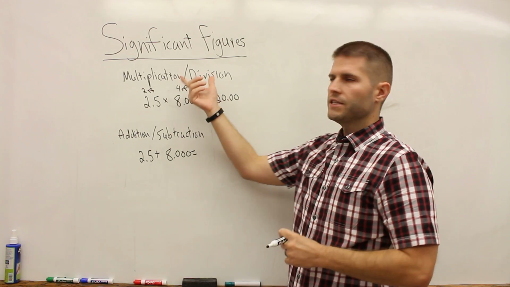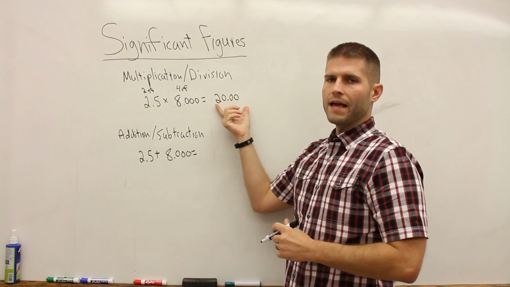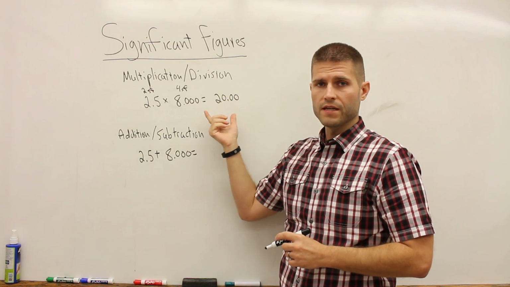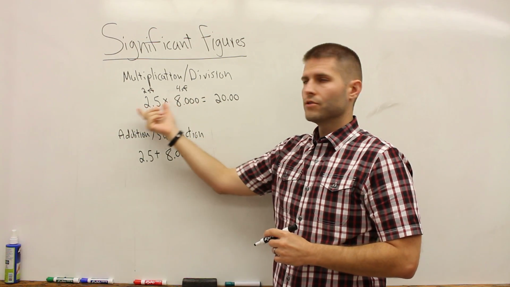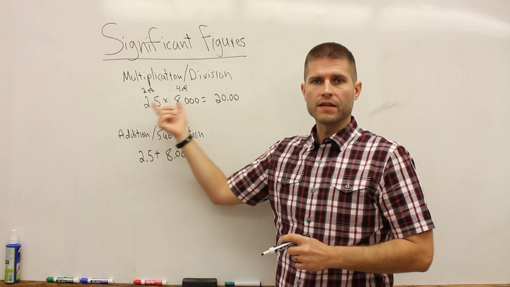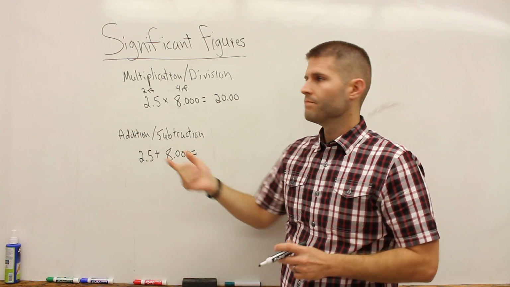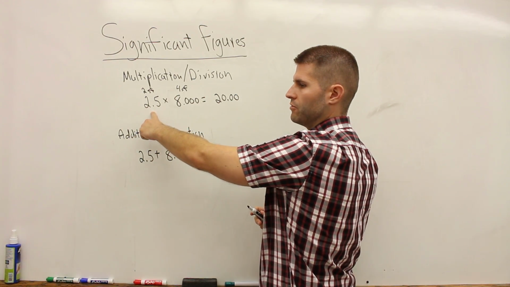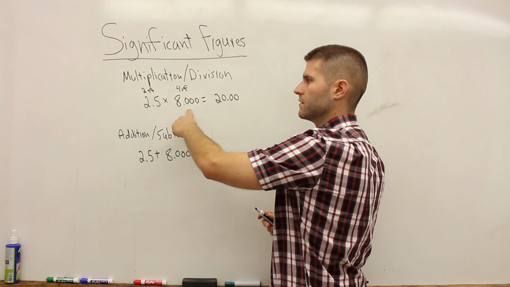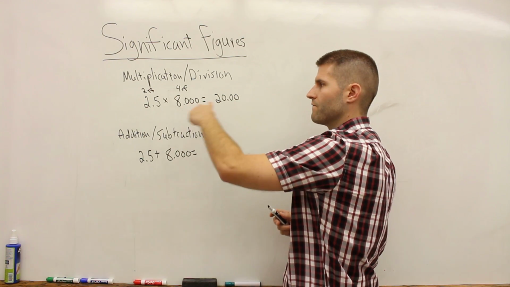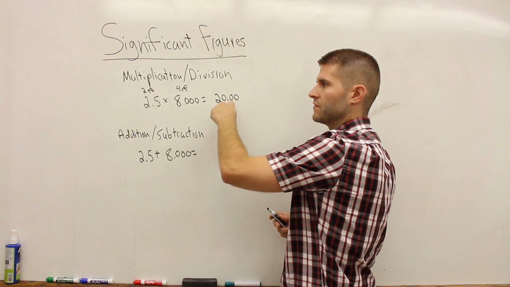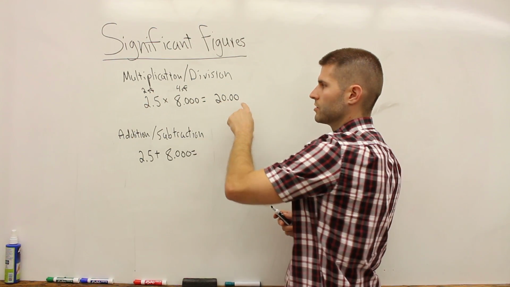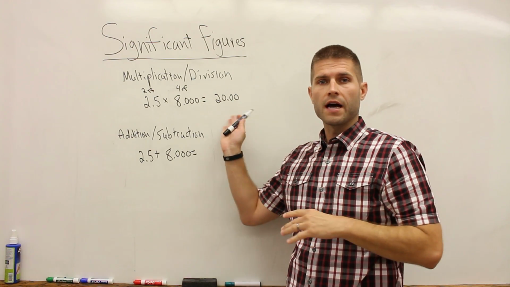Now for multiplication and division, our final answer in a calculation has to have the same number of significant figures as the least number of significant figures within that calculation. So what does that mean? Since we have two significant figures for the 2.5 and we have four significant figures for the 8.000, our final answer can only have the least number of significant figures, which is 2. So 20.00 has four significant figures, so this is not correct.